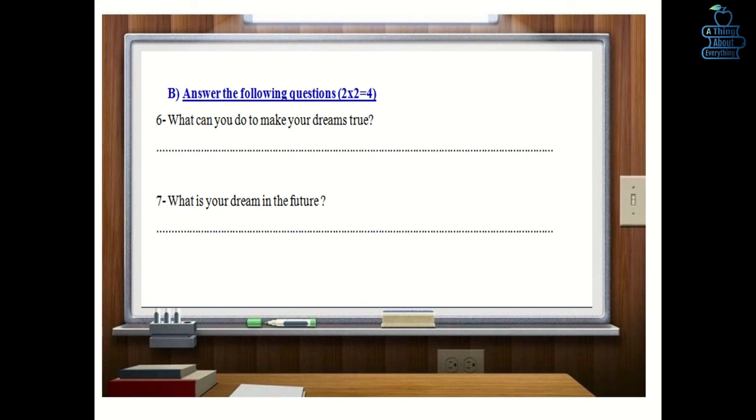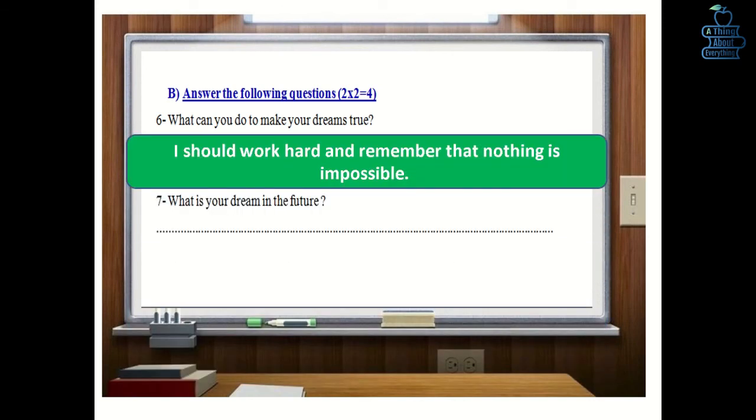Answer the following questions. Number 6. What can you do to make your dreams true? According to the text, of course. The answer: I should work hard and remember that nothing is impossible. Number 7. What is your dream in the future?